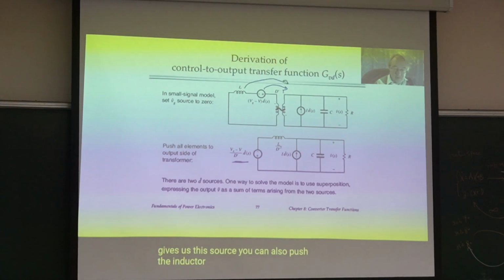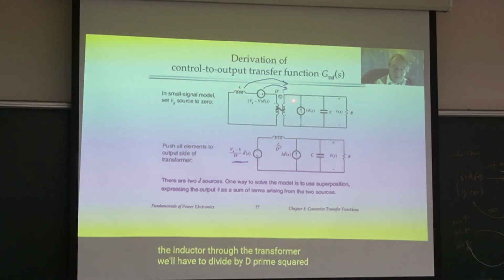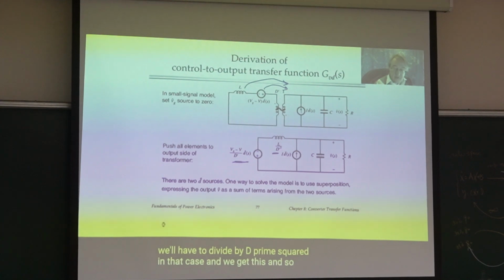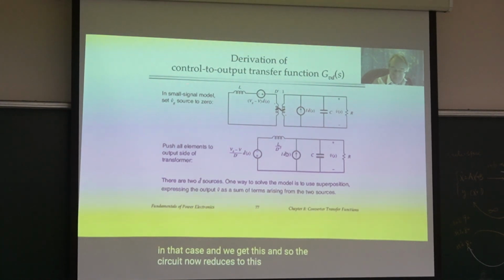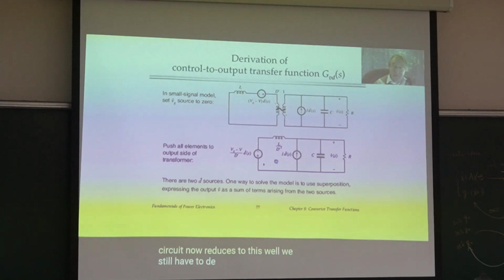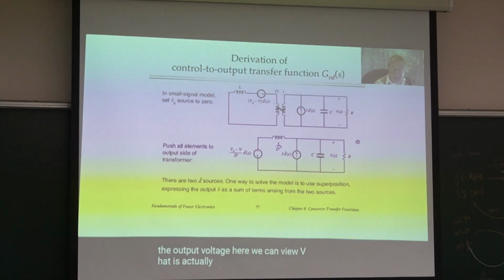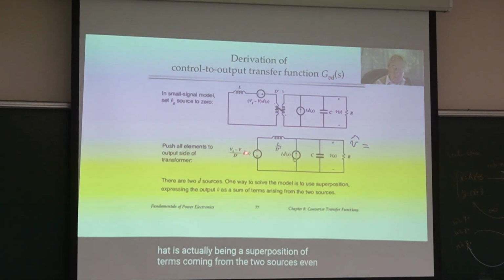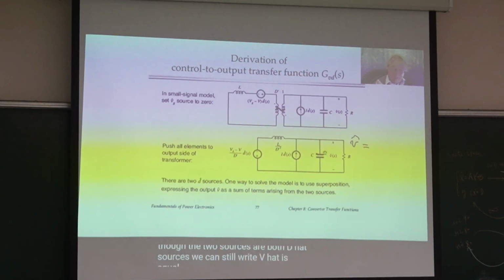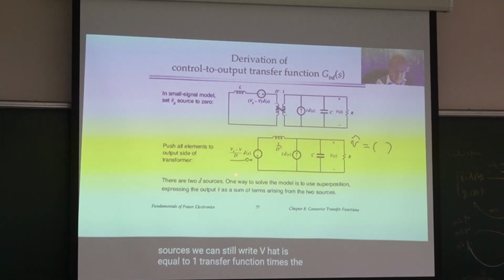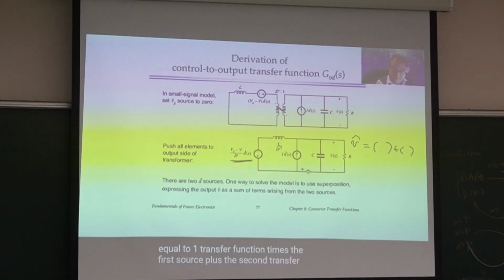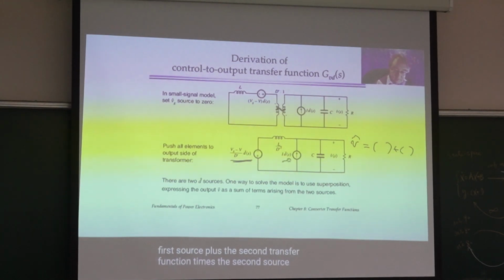We can also push the inductor through the transformer. We can refer the inductance to the second side by dividing by the turns ratio squared, and it becomes this one. And so the circuit now reduces to this. Well, we still have two D hat sources, so we have quite a bit of work still to solve for the output voltage. Here, we can view V hat as actually being the superposition of terms coming from these two sources. Even though the two sources are both D hat and output sources, we can still write V hat equal to one transfer function times the first source plus the second transfer function times the second source.